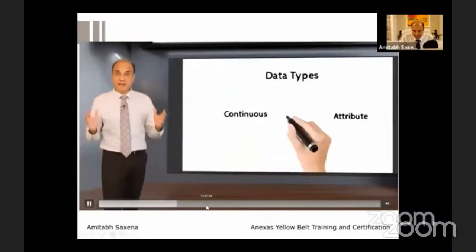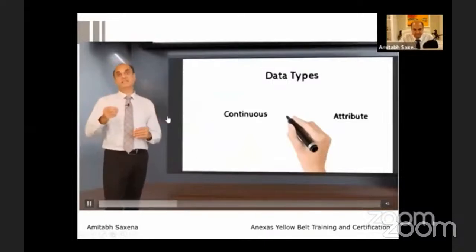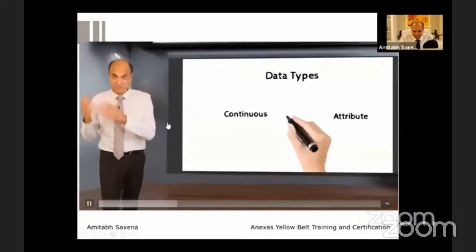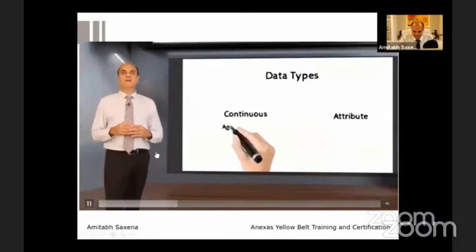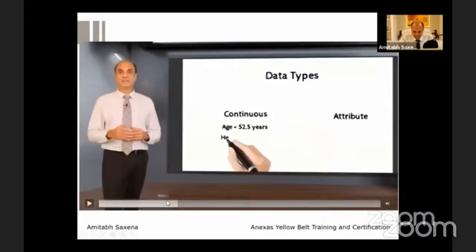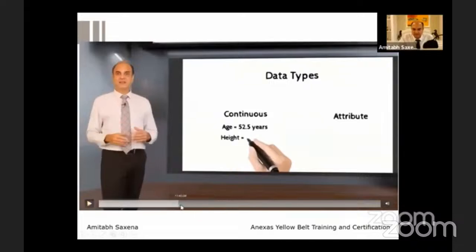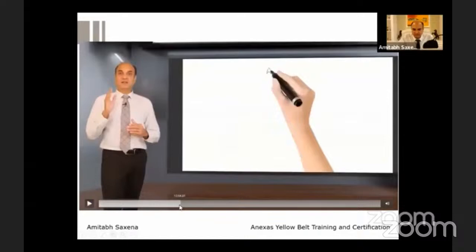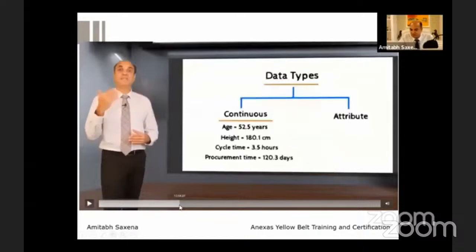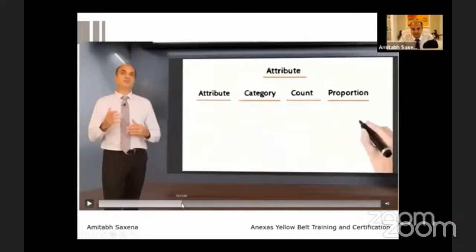So it can be represented on a number line. It can have a decimal place. It can also have a unit. Say, for example, age, height. Other examples could be distance, procurement time, cycle time. They are all examples of continuous data. Attribute data are the data where I can create categories.